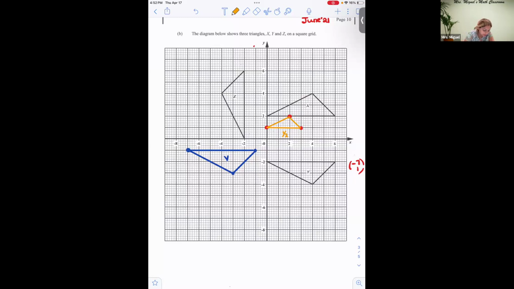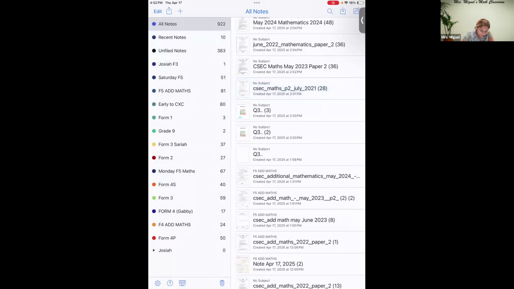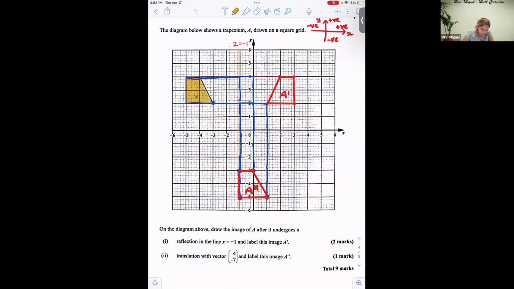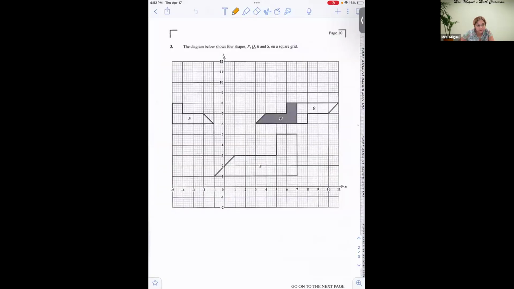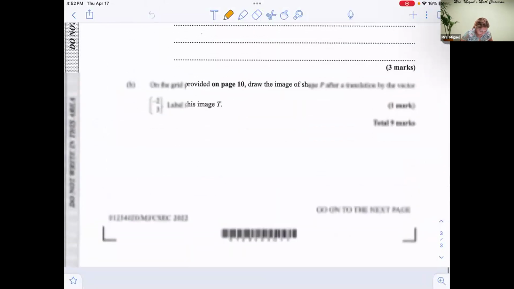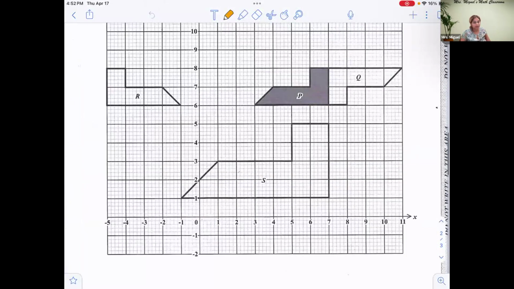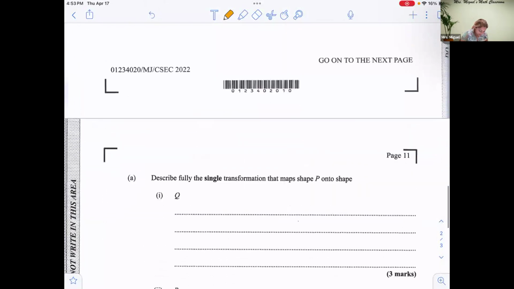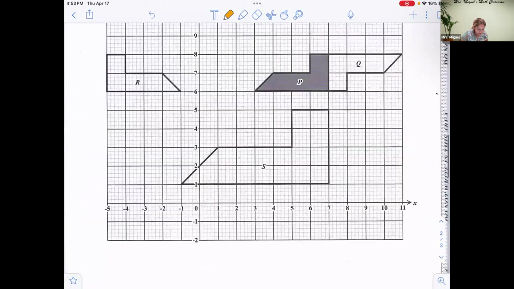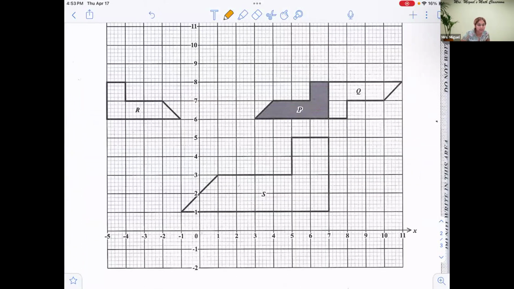Right, the last one that we're going to look at before we end today is the 2023. 2022. This is what it looks like, right? Did we do any part of this question? No, we didn't do anything. So, this is May, June 2023, right? The question asks, describe the single transformation that maps P onto Q.